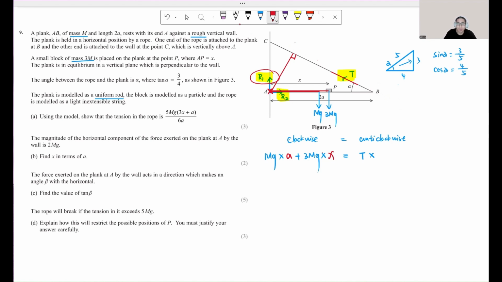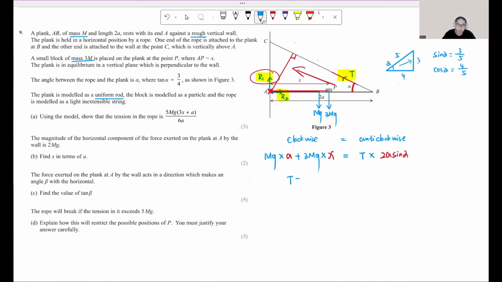And then we know AB is 2a, and this is alpha. Clearly, that would be the opposite, so that would be just 2a times sine alpha. So that would be all the moments we have here. So now we just have to solve this. To solve this one, we want to work out tension, so we need to make tension the subject.